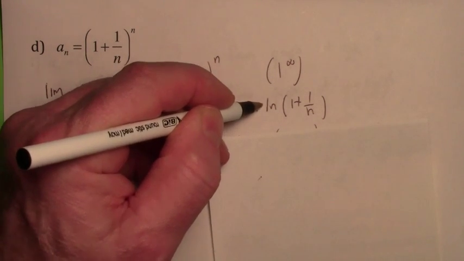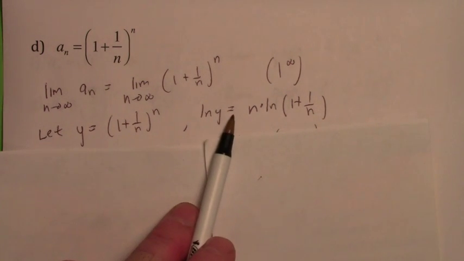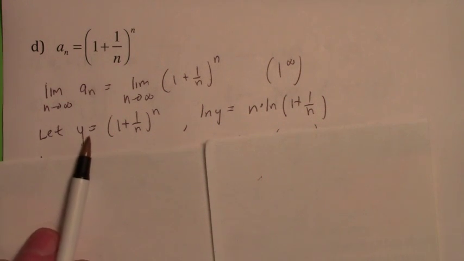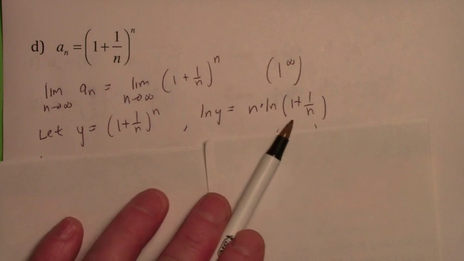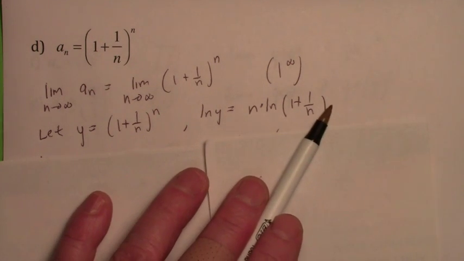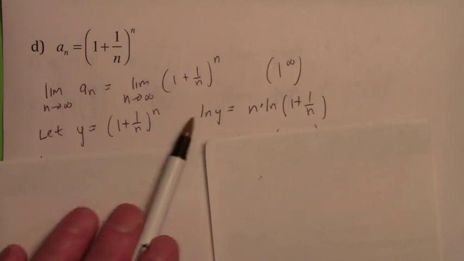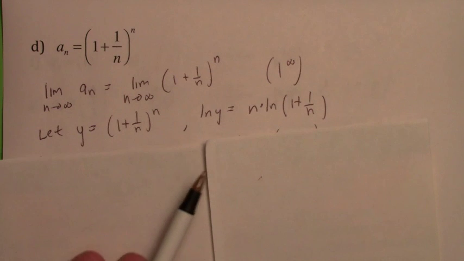Now, when you take the limit of ln of y first, we're going to take the limit as n goes to infinity of ln of y, find out what that limit is, and then the limit of y, which is a sub n, is going to be e to whatever this limit is. You got it? We're going to compute the limit of this expression, and if the limit were, say, 2, then if ln of y is getting close to 2, y would be getting close to e to the 2. You see? Anyway, that's how it works.